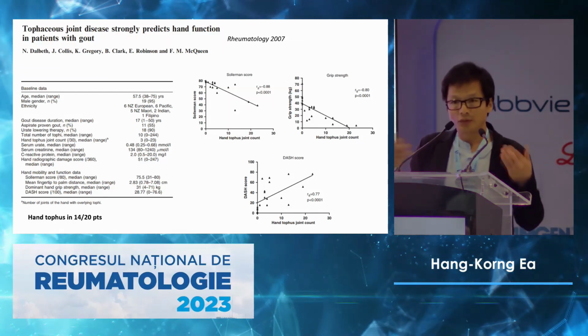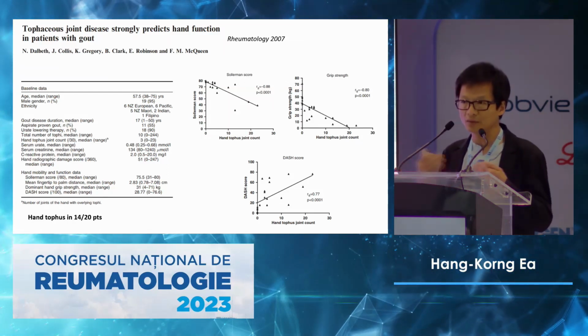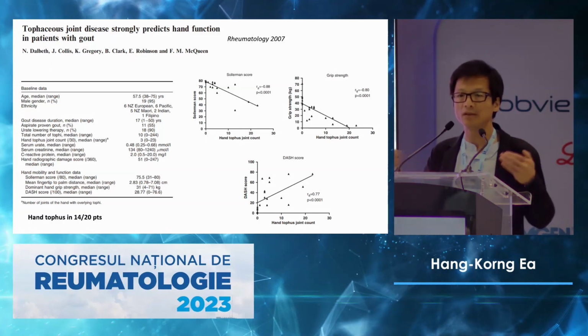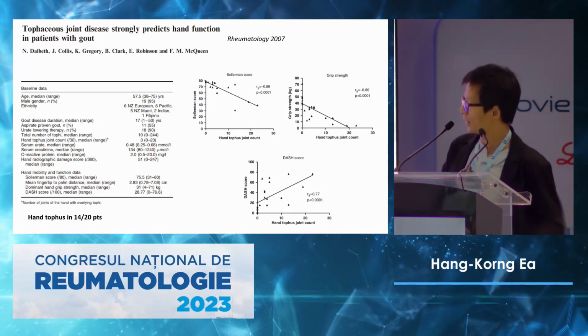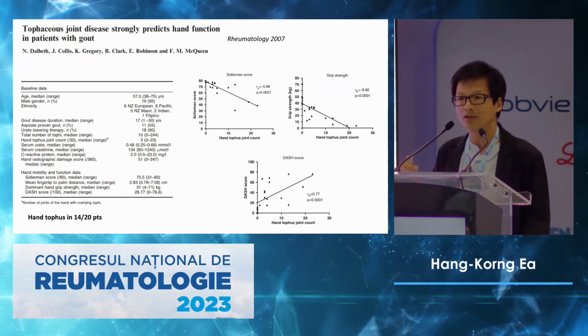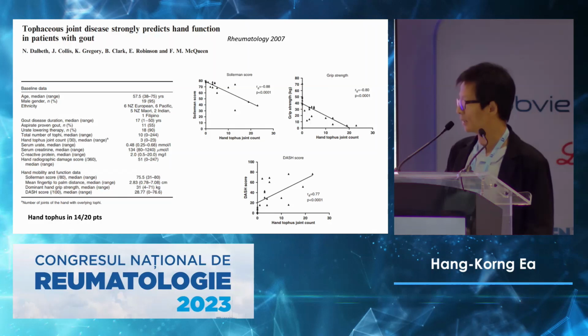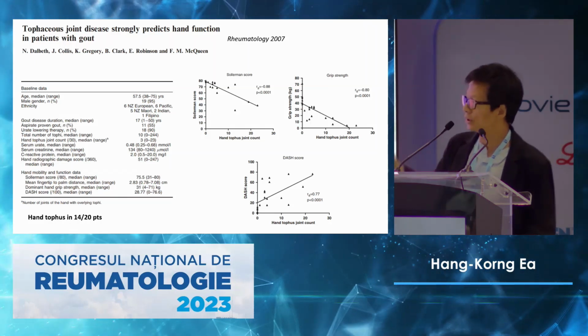So the presence of tophus is associated with local complications. The first consequence is the impaired function of the hand. So here, this is highlighted by these studies.